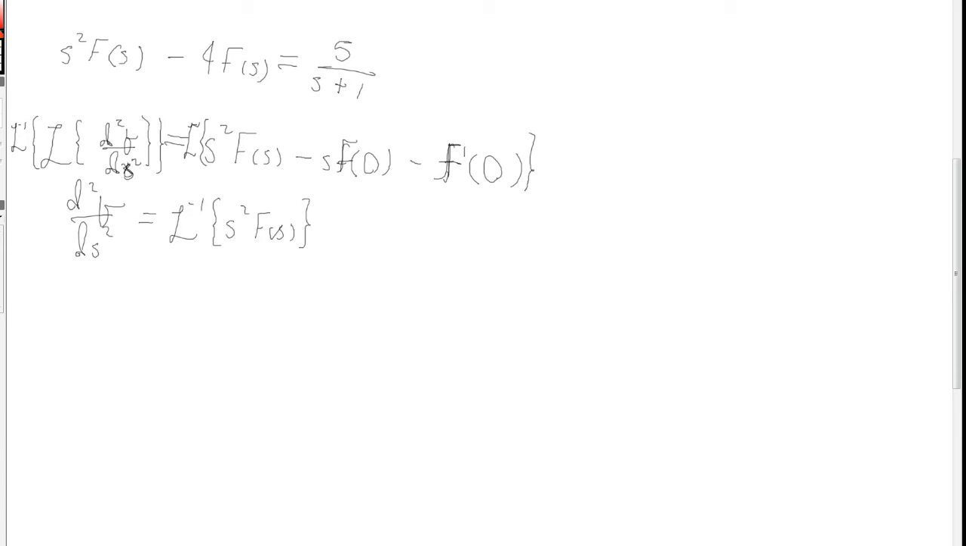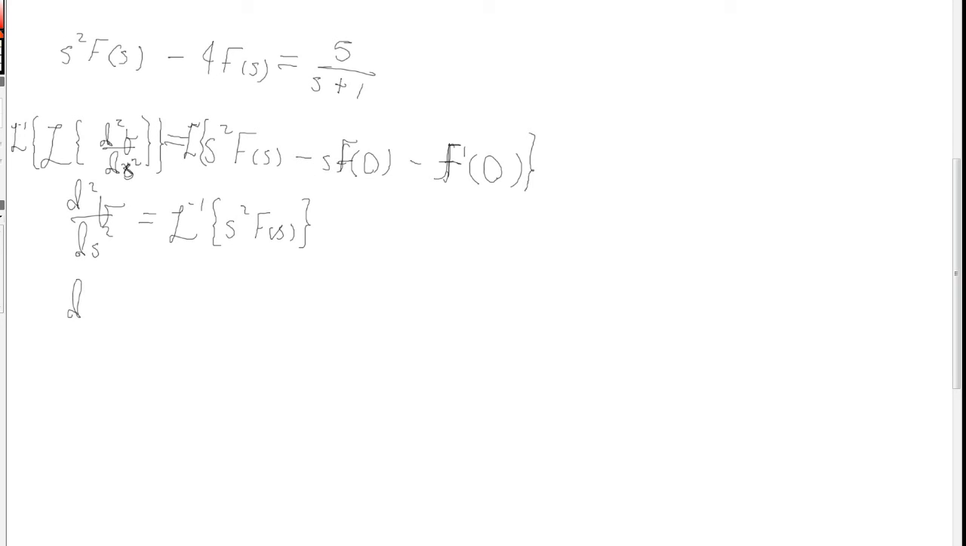Let's assume that f(0) is 0 and f'(0) is 0. So then these are just 0. And so we have this expression here equal to that. Let's apply the Laplace inverse to both sides directly. Then what is this expression equal to? If we assume that these are 0, then it's equal to that.